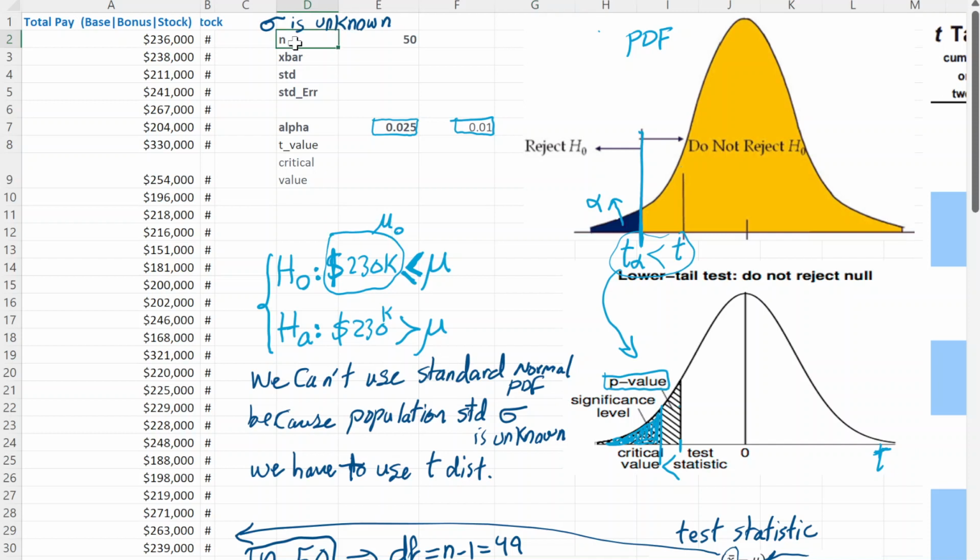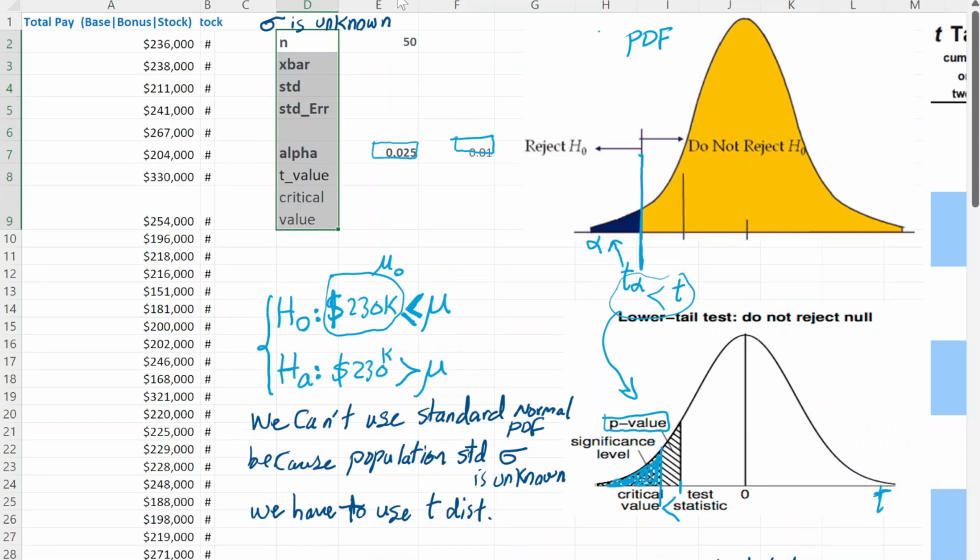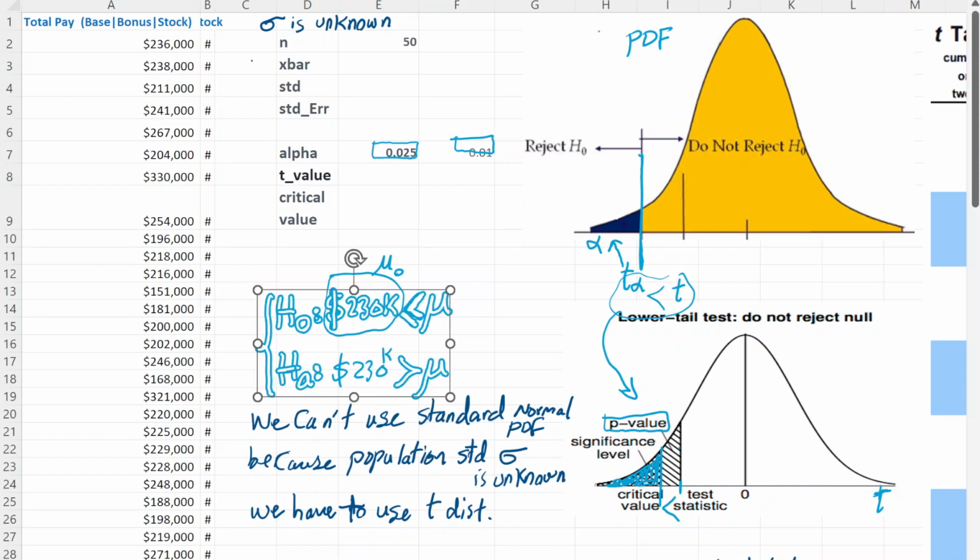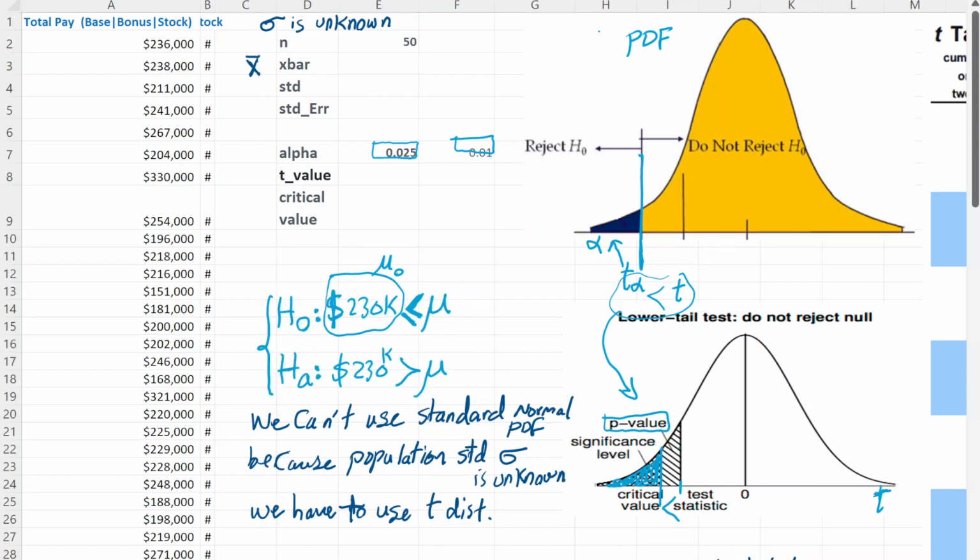What I'm going to do is increase the font size of these so that it's easier for you to see them. Okay, good. All right, so sample size n is 50, obviously. Next step is computing x bar, or the sample mean.